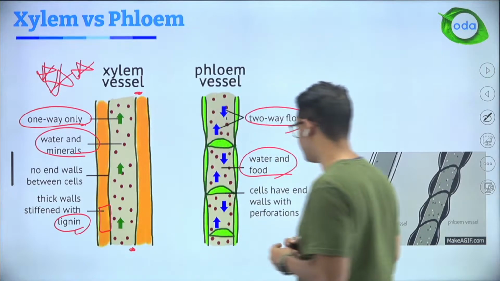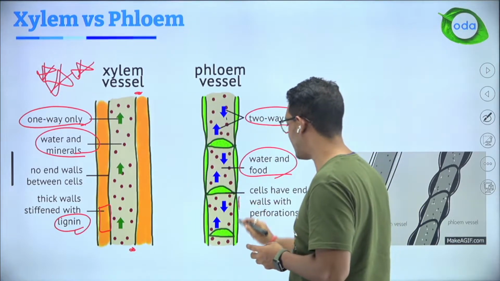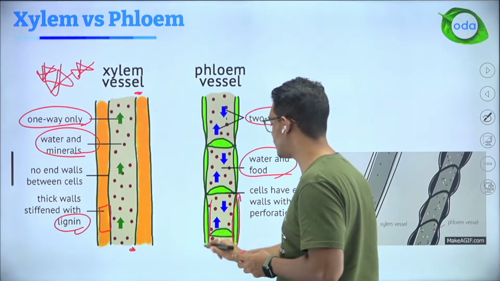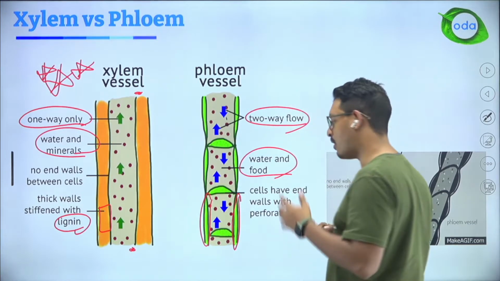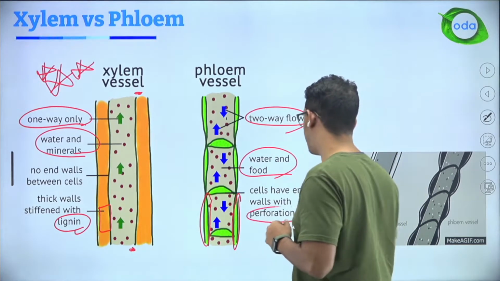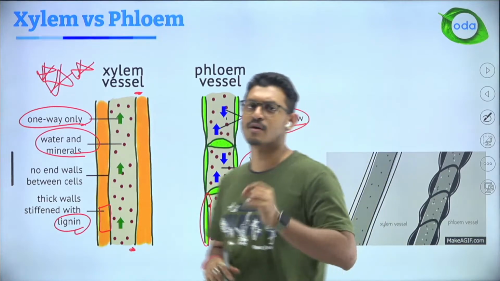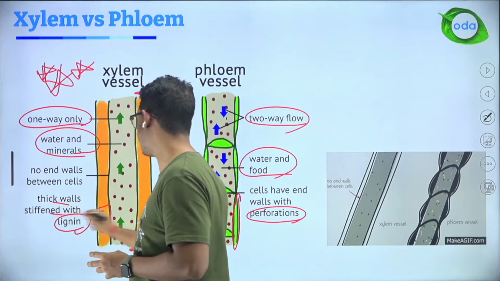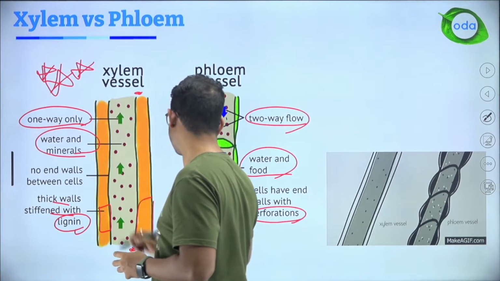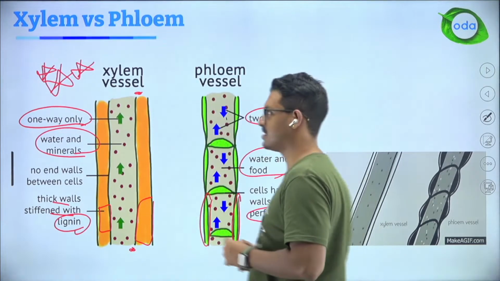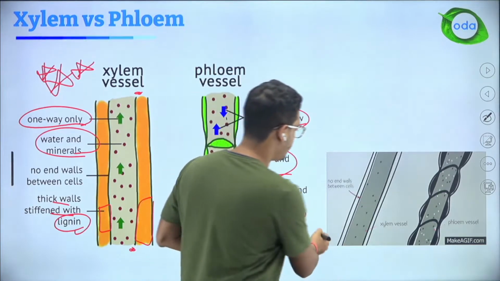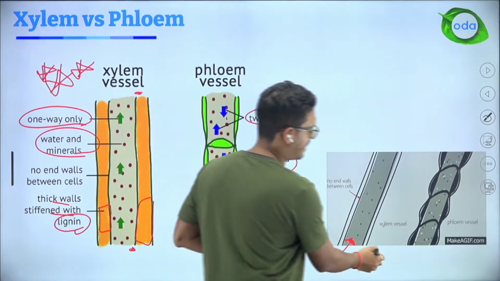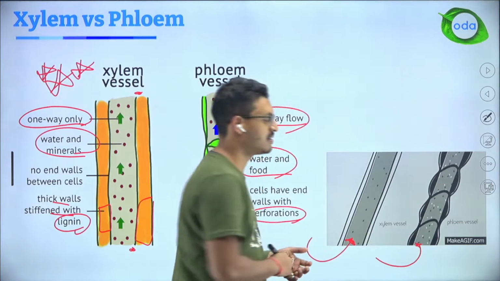On the other hand, phloems will have simpler, thinner cell walls, and also those walls will have perforations. Perforation basically means small holes. Okay, whereas here, as you can see, these thick walls are so thick that they do not contain any type of perforation. If you want to take a look at the movement, you can see it right here. Look at how xylem is carrying things and how phloem is carrying things.